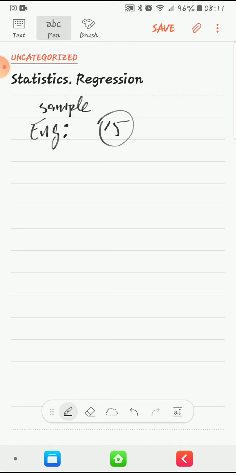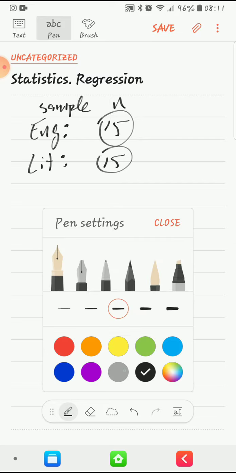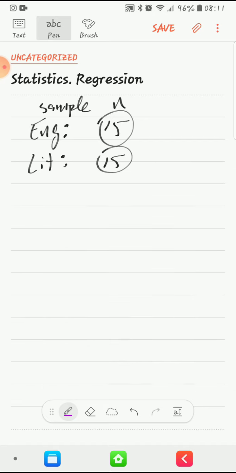And then let's say we have at the same time a sample of literature students. Let's take 15 lit students as well. So we have a bunch of engineering students and a bunch of lit students. This is the sample size. They'll call that N in the textbook, sample size N, right? And we're looking at their IQs. So we're trying to analyze the IQs of engineers versus literature students.